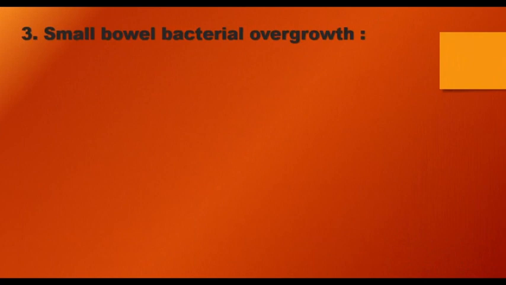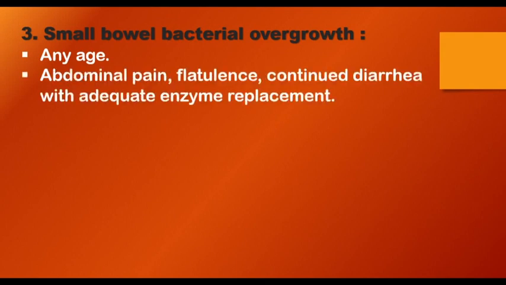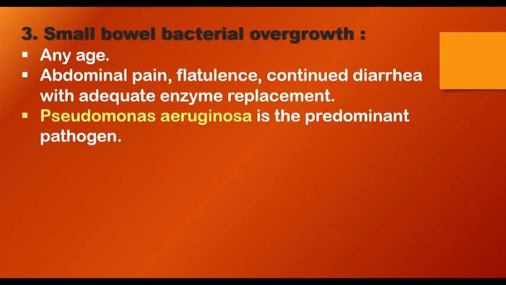Small bowel bacterial overgrowth. This may be a manifestation of cystic fibrosis as a gastrointestinal manifestation beyond the neonatal period or immediately after birth. So what about this? Again, this can happen at any age, and it carries a high risk in persons with previous intestinal surgeries for whatever the cause. And of course, it will present with abdominal pain, flatulence, continued diarrhea with adequate enzyme replacement therapy, just like what happens because of carbohydrate intolerance. And the predominant pathogen in this case is Pseudomonas aeruginosa.